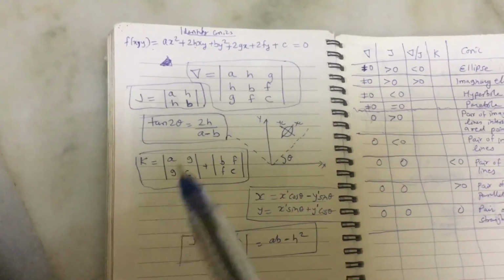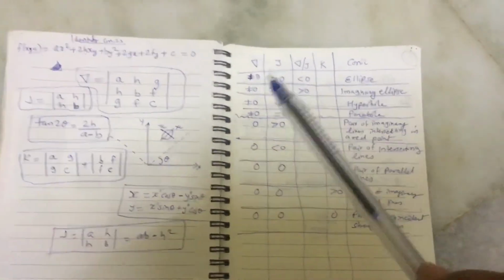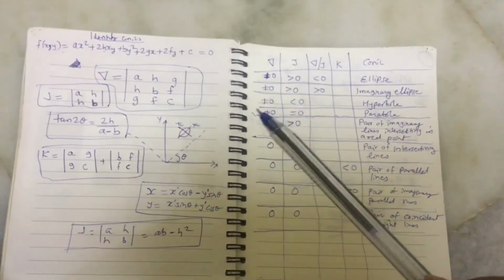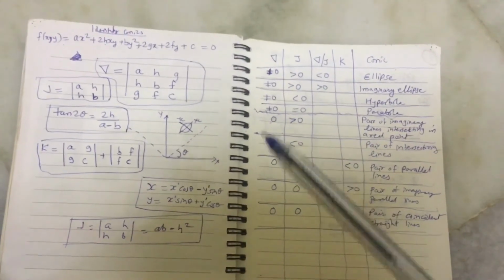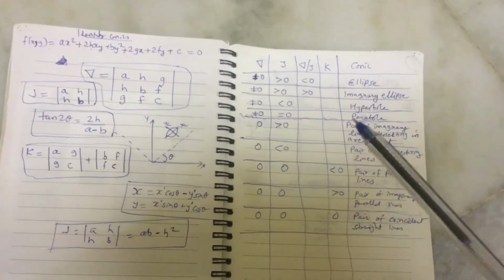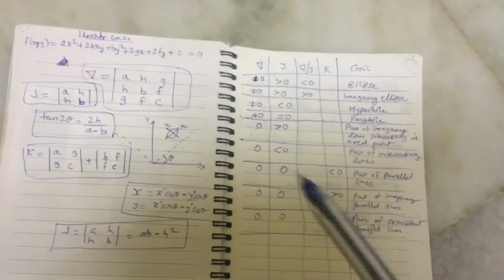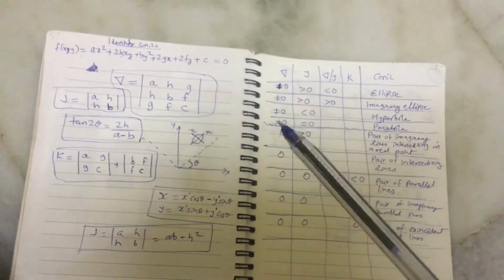Now we are going to use these three determinants, delta, J and K, to figure out our conics. We have combinations when delta is not equal to 0 and when delta is equal to 0. The cases where delta is equal to 0 are related to lines, pairs of lines, so we'll figure that out later. What happens when delta is not equal to 0?